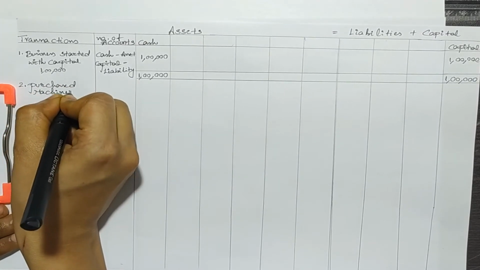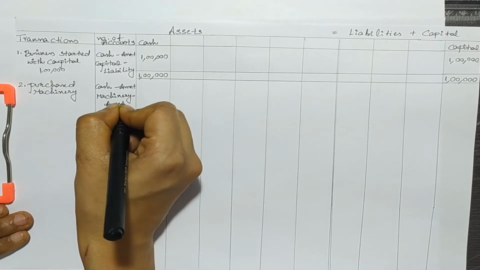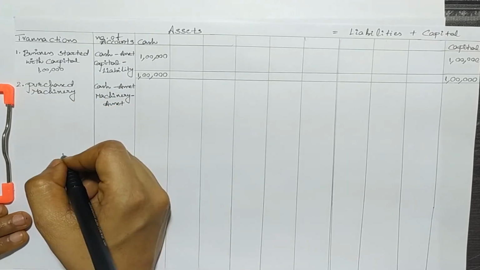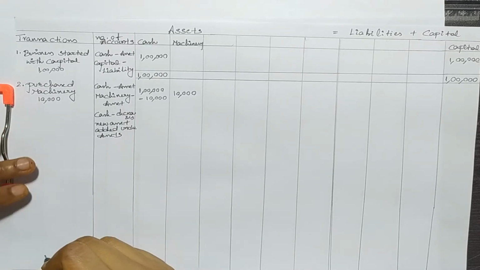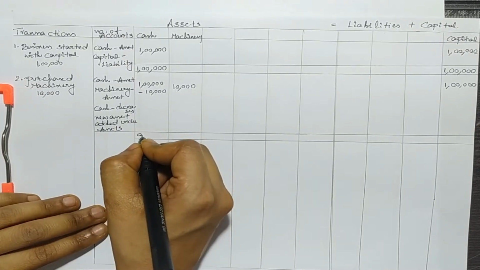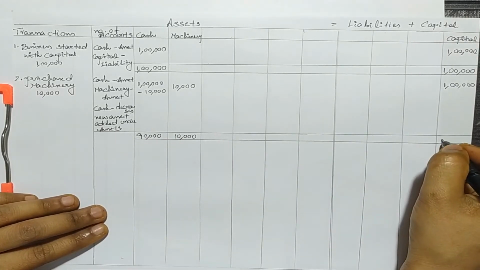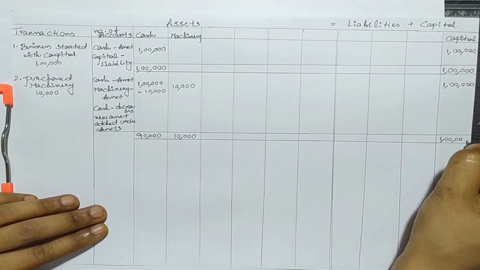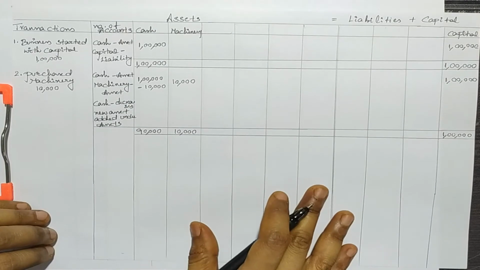Next transaction is purchased machinery 10,000. This transaction affects two accounts, that is cash and machinery. Both are assets. Here we are purchasing machinery with the available cash. So cash value will decrease and we will add an extra column under assets for the new asset, that is machinery. So 1 lakh minus 10,000 comes to 90,000. Cash value is 90,000 and for machinery it is 10,000. Capital amount remains same, that is 1 lakh. So total assets equal 1 lakh and liabilities plus capital is 1 lakh.